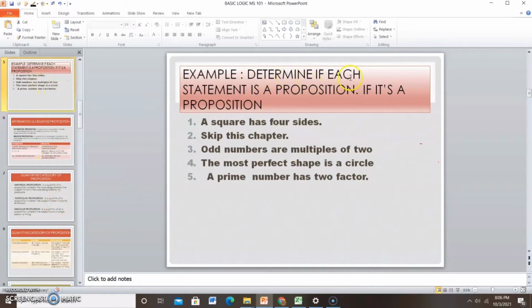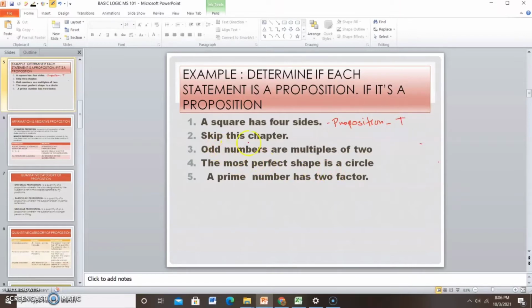For example, determine whether each statement is a proposition or not. First, a square has 4 sides. It is a complete thought, a complete sentence. It is a proposition, and the truth value is true.